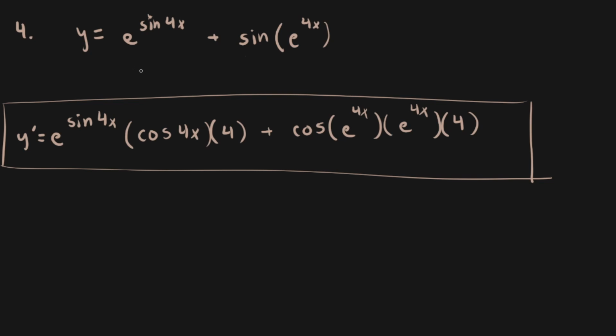This is the derivative of e to the sine 4x plus sine of e to the 4x.